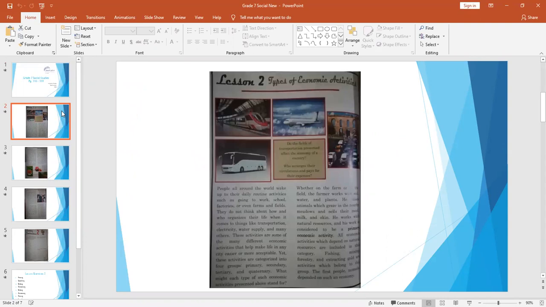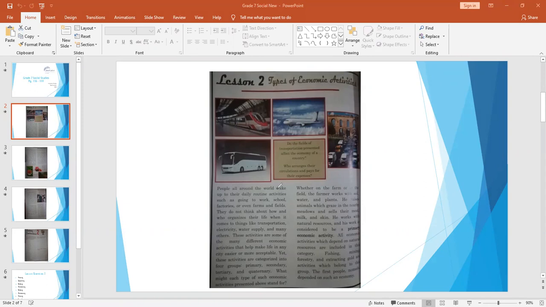So I'd like you to turn to page 116, please, and also for you to have a pen or a highlighter ready so that we can annotate important information. So here we see that lesson 2 focuses on the types of economic activities that we get around the world.